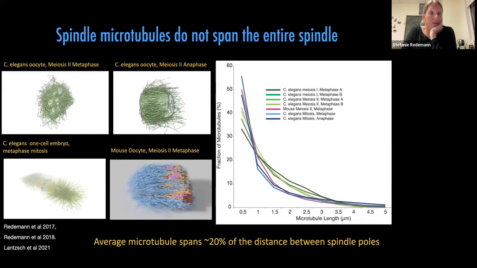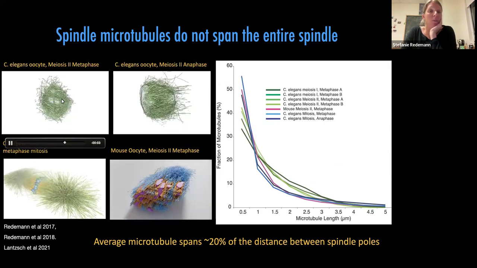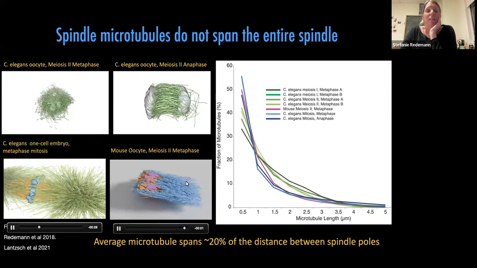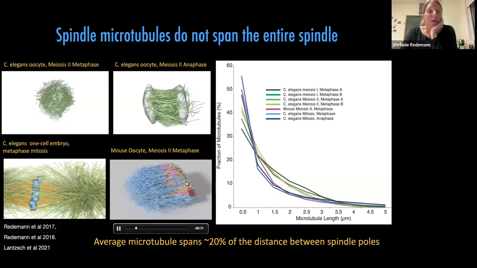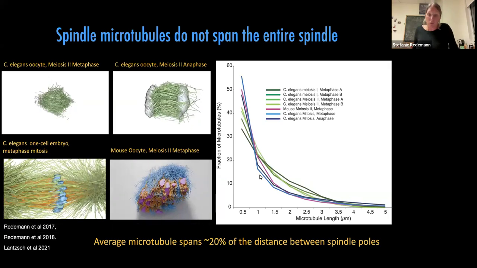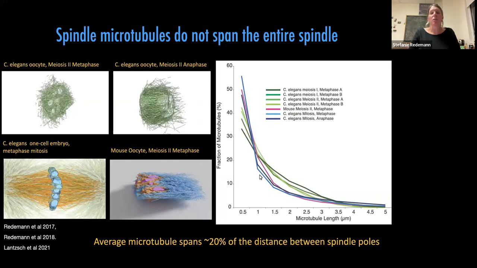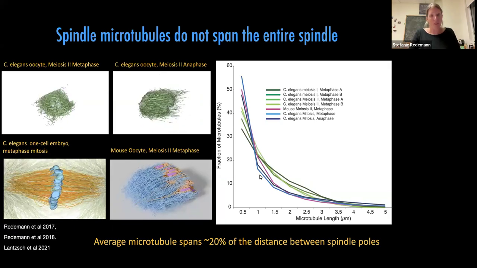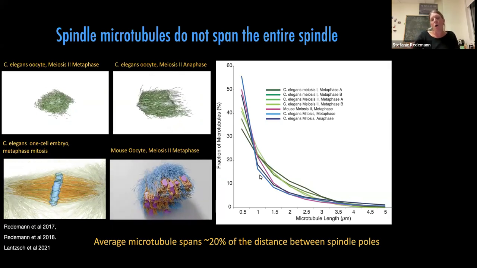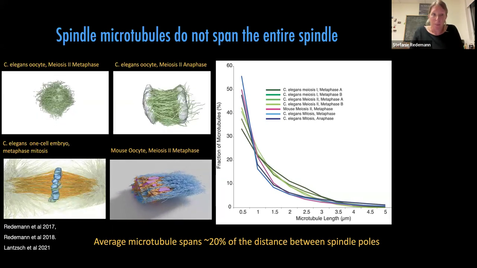Just to say, this is true for any spindle we've looked at so far. You can see there are meiotic spindles in C. elegans. This is the mitotic spindle in C. elegans, and this is actually half of a mouse spindle. And in all of these spindles, if you plot the length distribution, you can see that on average, microtubules are actually short, and they only span about 20% of the distance between microtubule poles and chromosomes. So really saying that spindles are composed not of long continuous microtubules, but rather of many short microtubules.